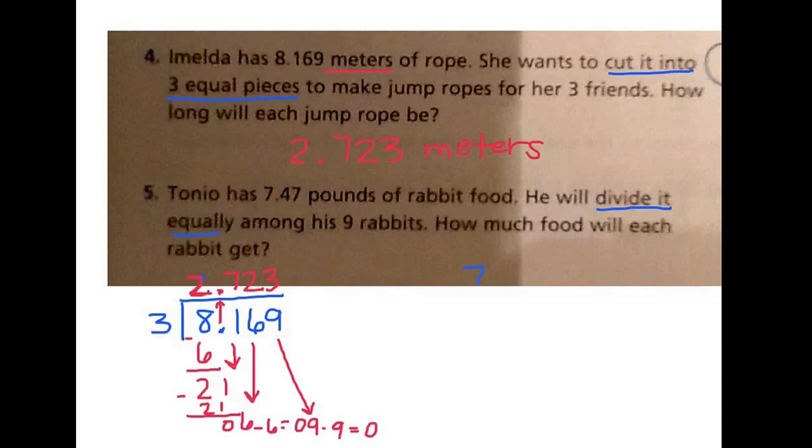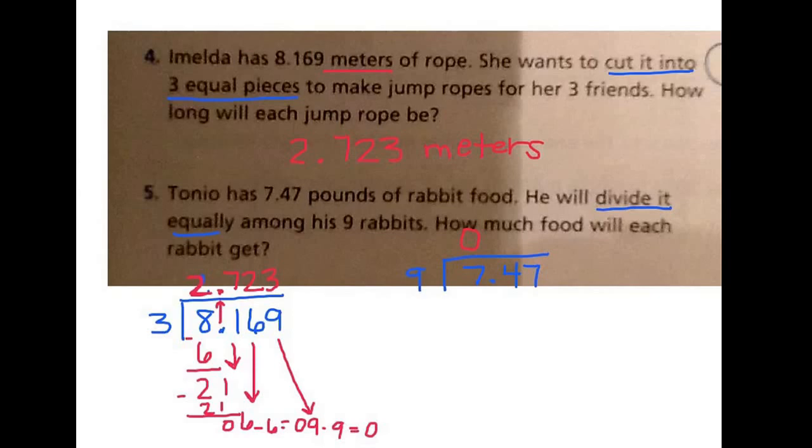So I'll put 7 and 47 hundredths. That's going in the house, or that's being divided into, because that's how much pounds of rabbit food he has to start with. And then I'm dividing that because he has 9 rabbits that he needs to divide amongst them. So I'm going to start by looking at, does 9 go into 7? No, so I put the 0 up. Because we're working with decimals, it's important to use the 0 as a placeholder.